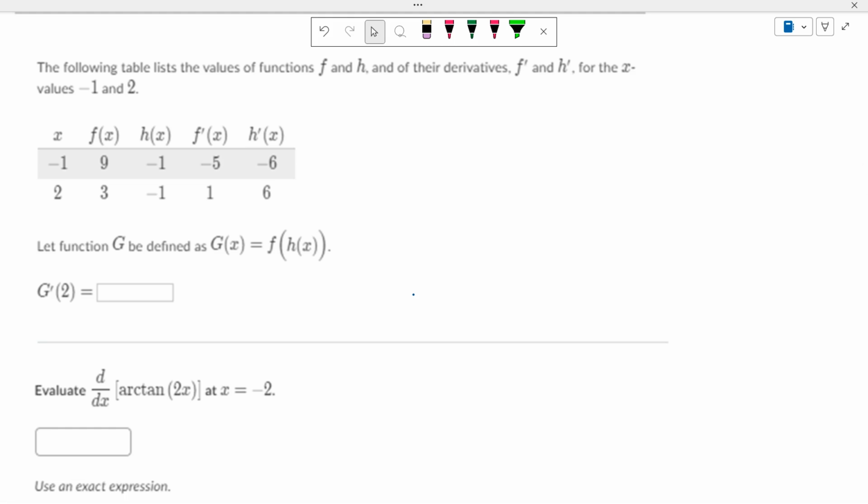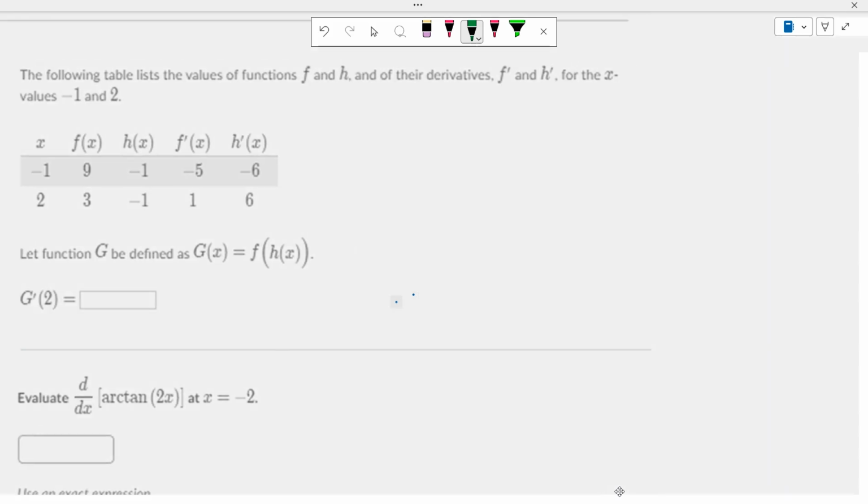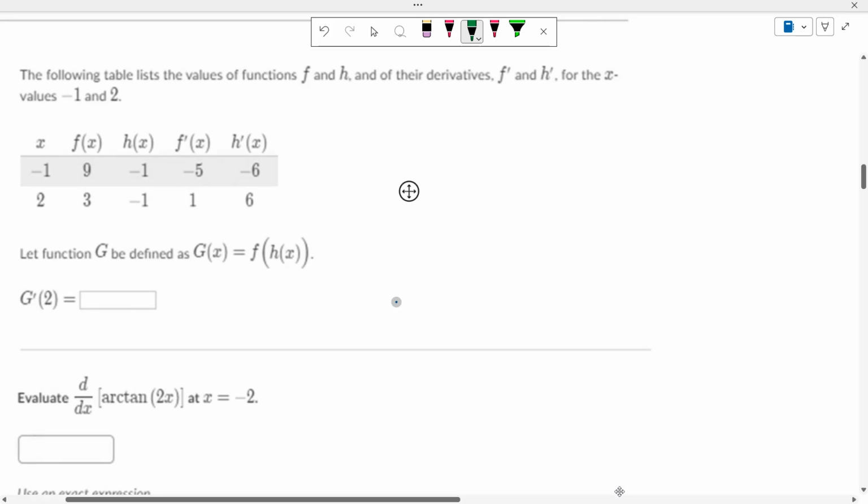All right. Inverse functions? Yes. Well, it's the chain rule. Actually, this is a chain rule. They're not inverse functions, are they? So chain rule. It's the first derivative of f at h of x times the first derivative of h of x.